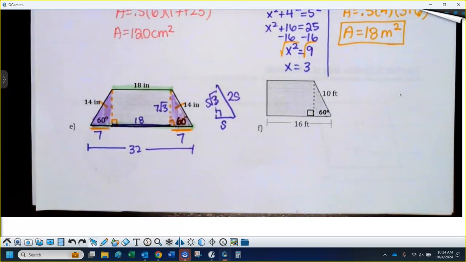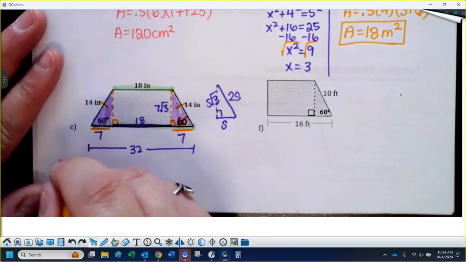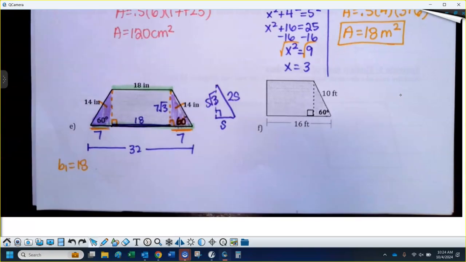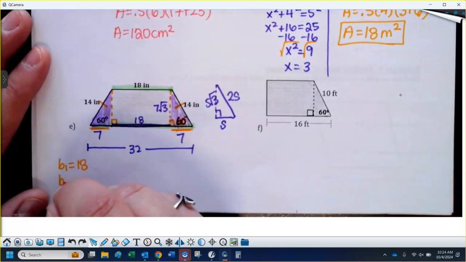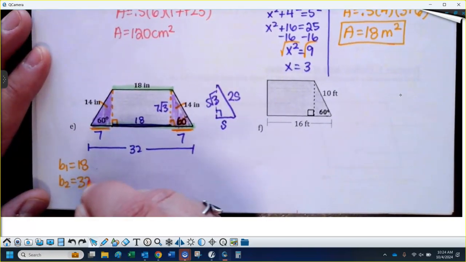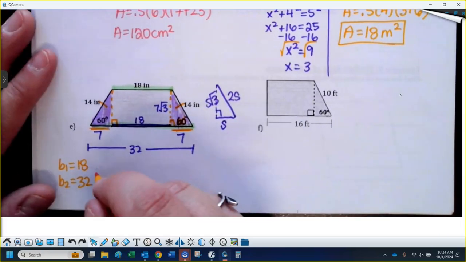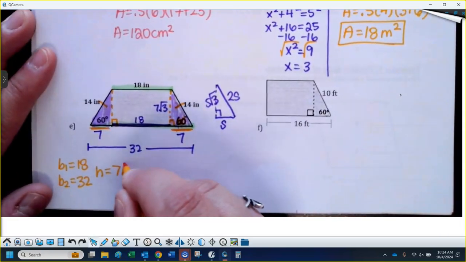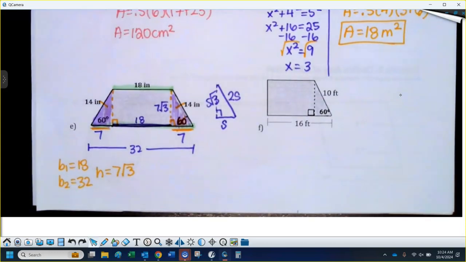So we use the 30, 60, 90 triangle to help us figure that out. All right, so we got everything we need. Base across the top is 18, so that's one of the bases. The base across the bottom is 32. Now the height is kind of weird here, and we're going to leave this in radical form, because if you have a radical like this, we have 7 radical 3 here, we're going to leave it like this.